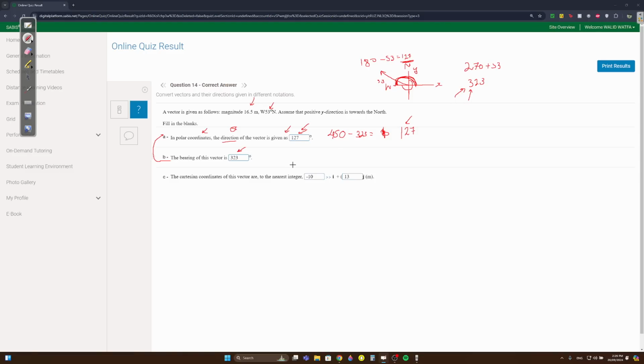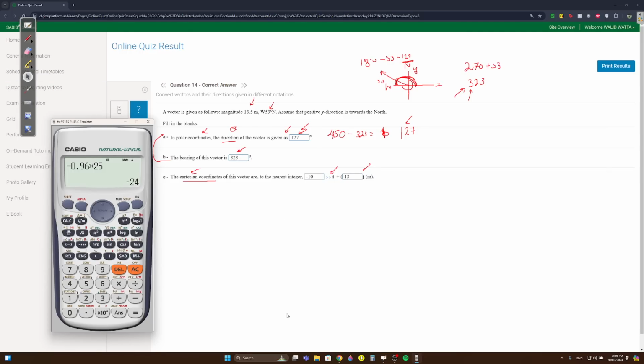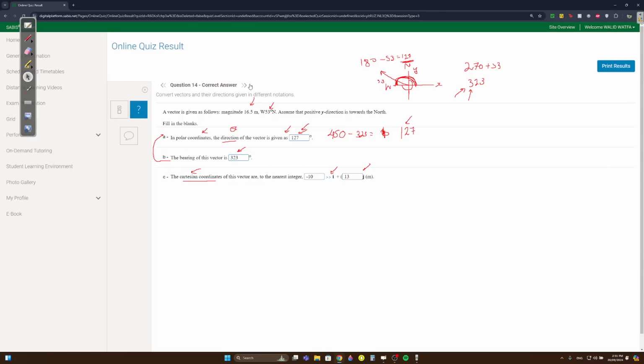Okay, we found the angle. Now they want the Cartesian coordinates. How do we find the i and j? We can just switch it over here and shift recall, and then you put 16.5 and the angle 127. Please don't put 323. You get negative 10 or 13.13.